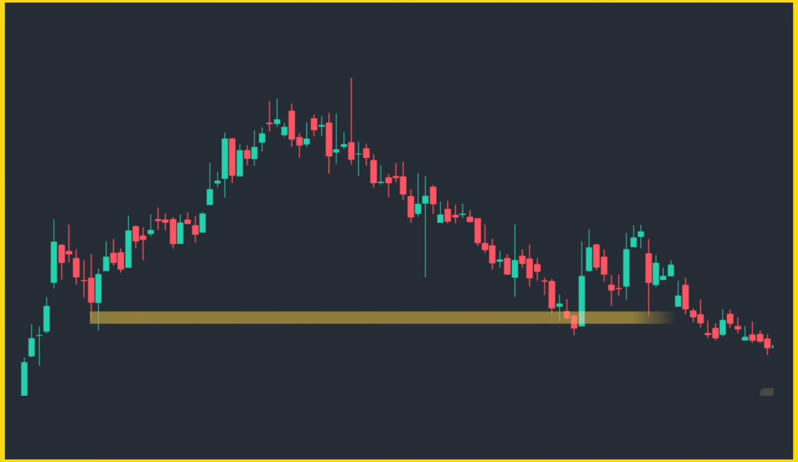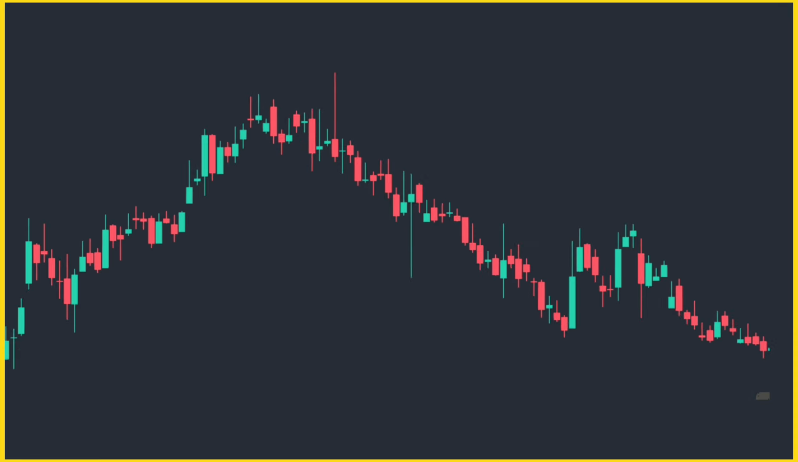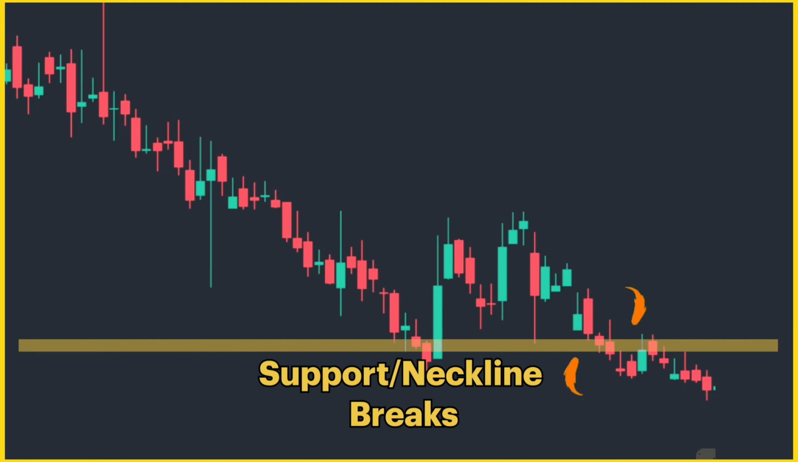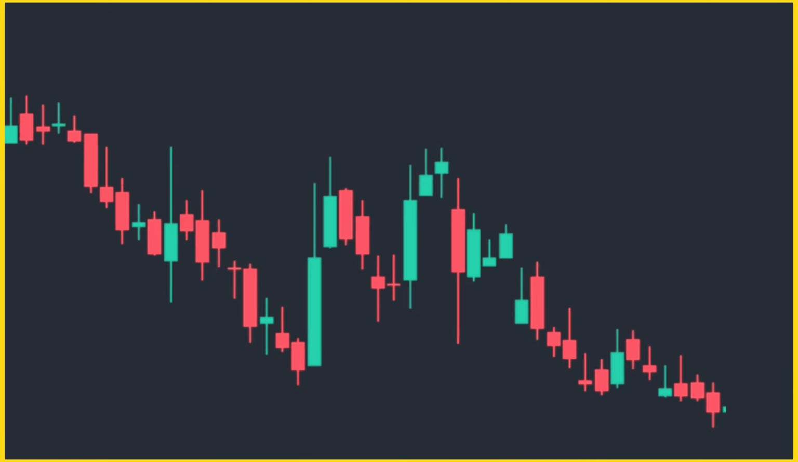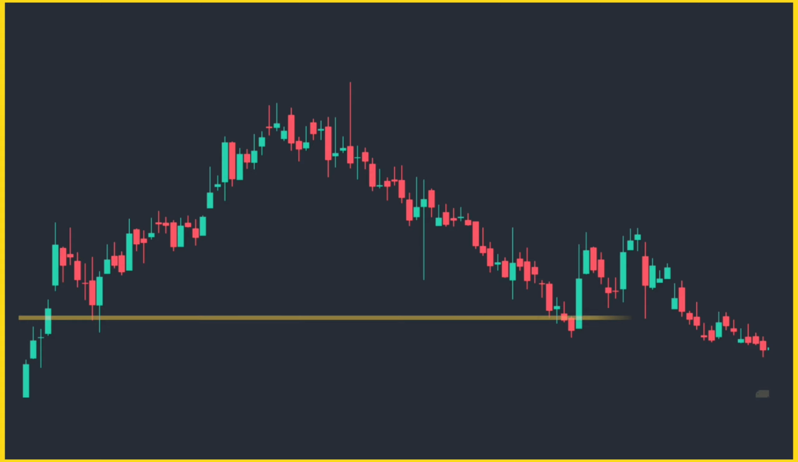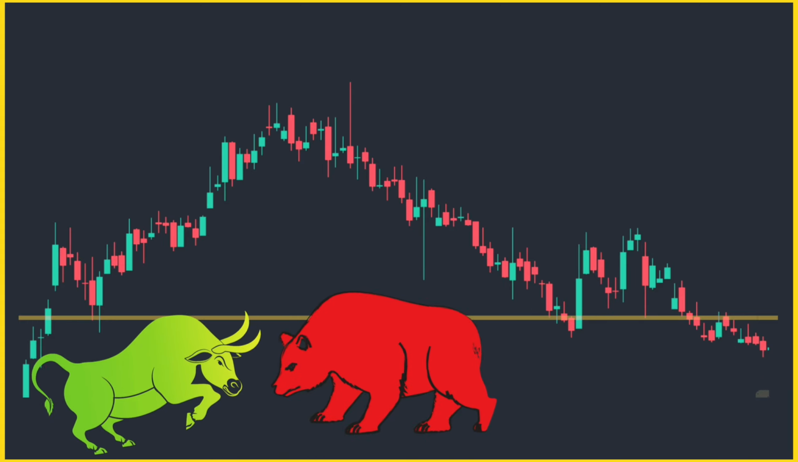Now, we have a confirmed sentiment shift after breaking the previous support, the break of the neckline. Buyers weren't able to hold the support and sellers brought it down further. The break of the support of the right shoulder is usually the entry signal on the head and shoulders pattern because it completes the sentiment change from bullish to bearish.